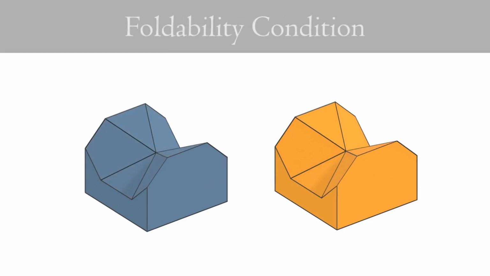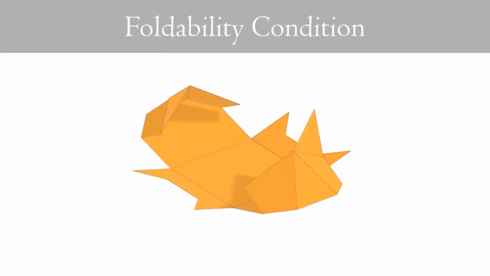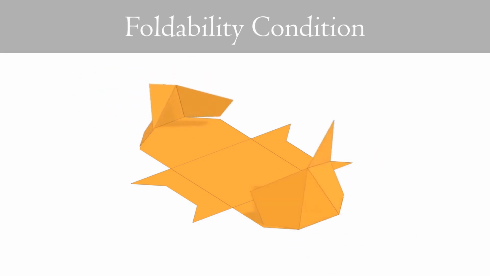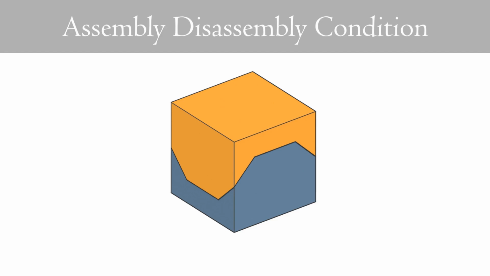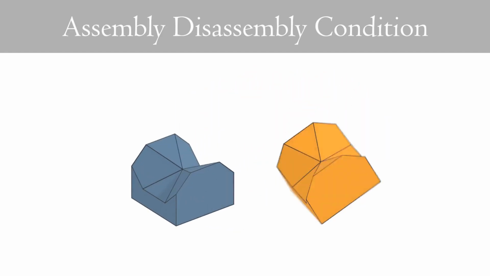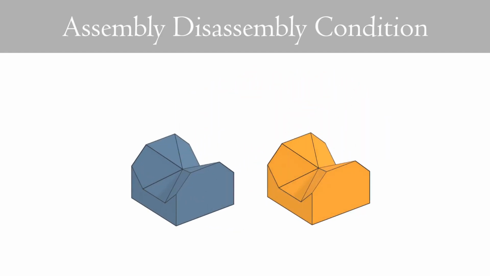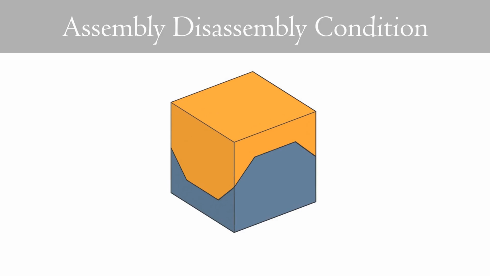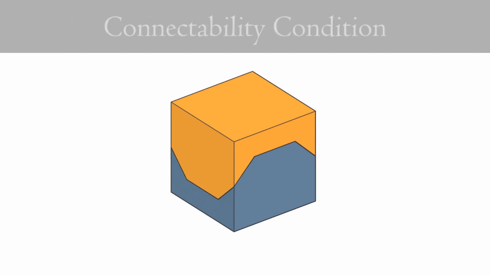Third, the foldability condition enables these pieces to be manufactured from planar materials. Fourth, assembly-disassembly condition is required so that the created pieces should not be geometrically interlocked, preventing disassembly of the pieces. And finally, the connectability condition is required to maintain a surface area between the neighboring tiles so that they can connect through this interface.